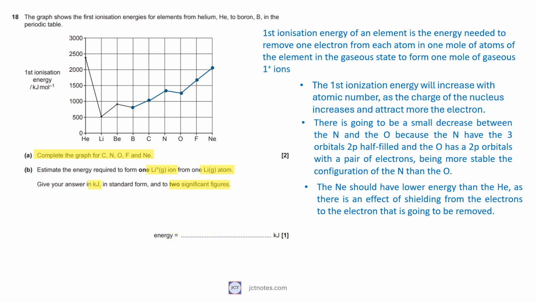From the graph, we can estimate that for 1 mole of lithium gas, we need 500 kilojoules per mole. As the question refers to 1 atom, we need to divide by the Avogadro number. Rounded to 2 significant figures, I get 8.3 by 10 to the power of -22.